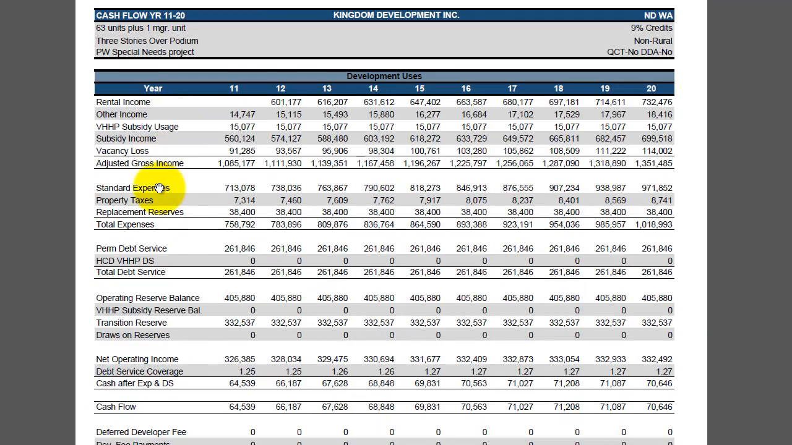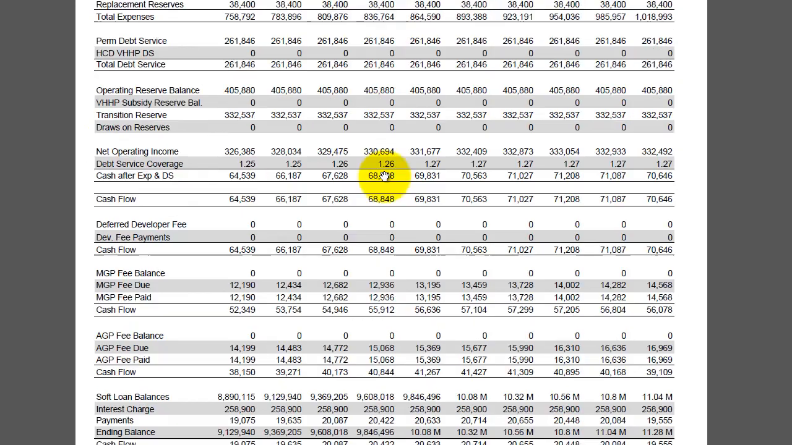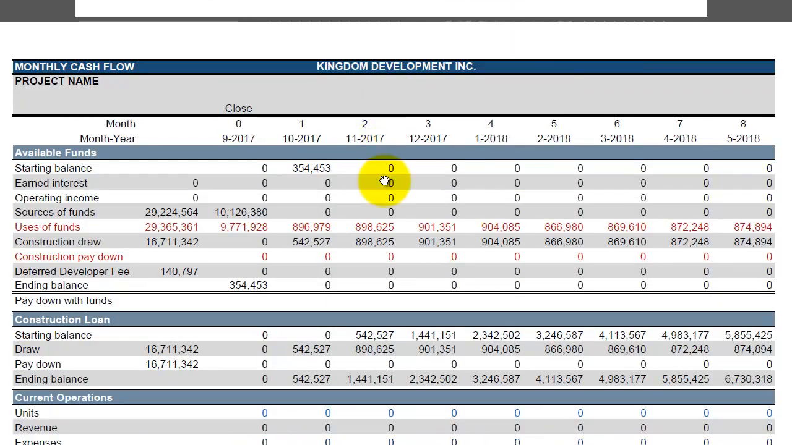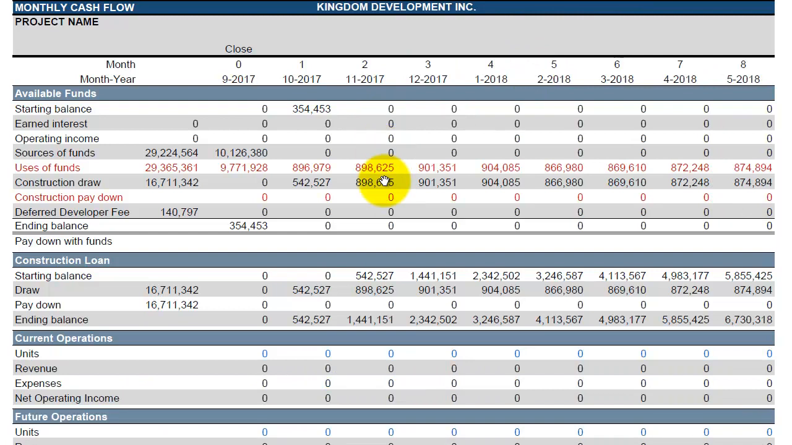But as you get to the second page of the cash flow, same things, but years 11 through 20. And then the last thing I'm going to point out is the monthly cash flow. The monthly cash flow says during the development, what's going to happen on a month-by-month basis? How much money am I going to start with in the bank? How much money am I going to earn on interest, operating income? What monies am I going to need to bring into the deal this month? What monies are going to come out of the deal this month?